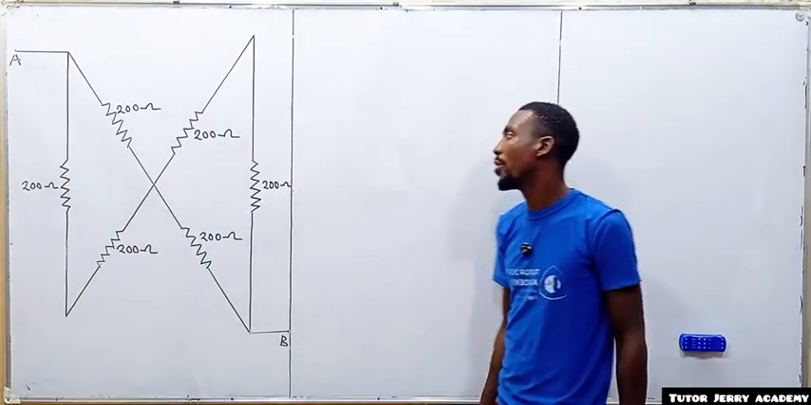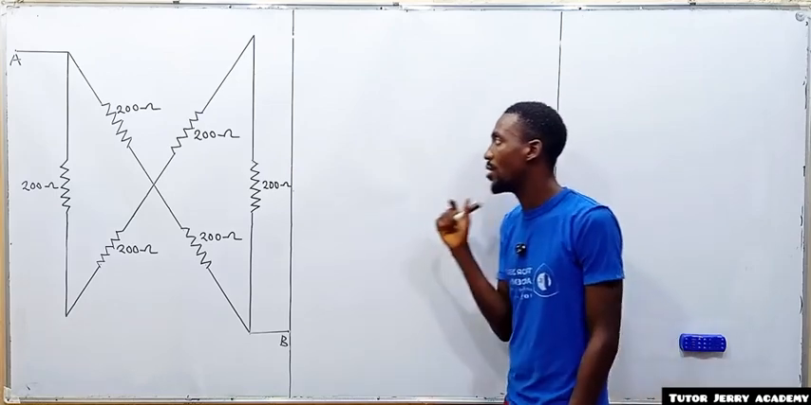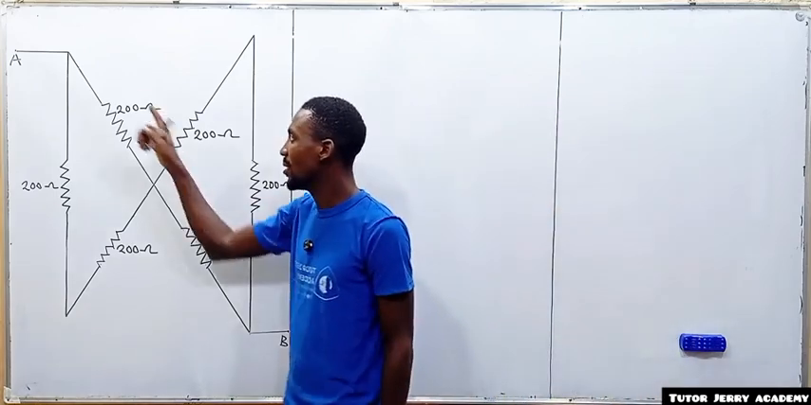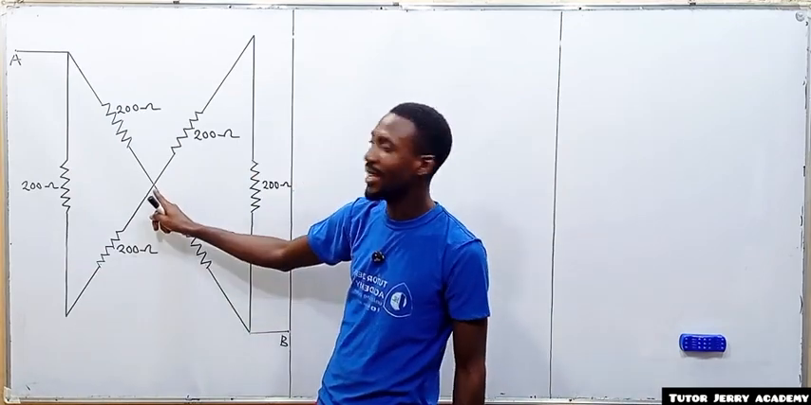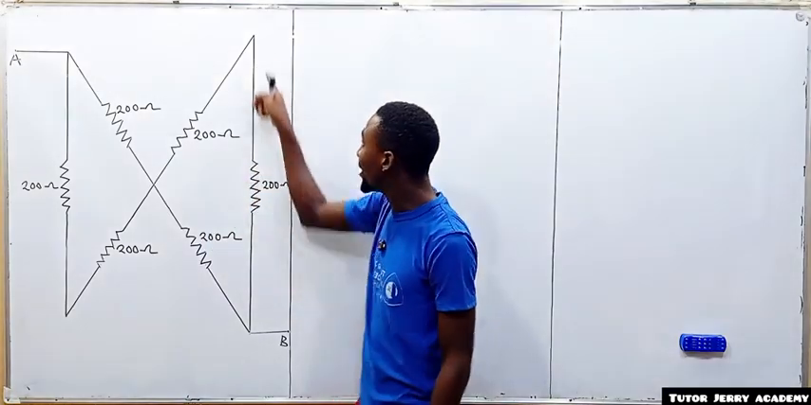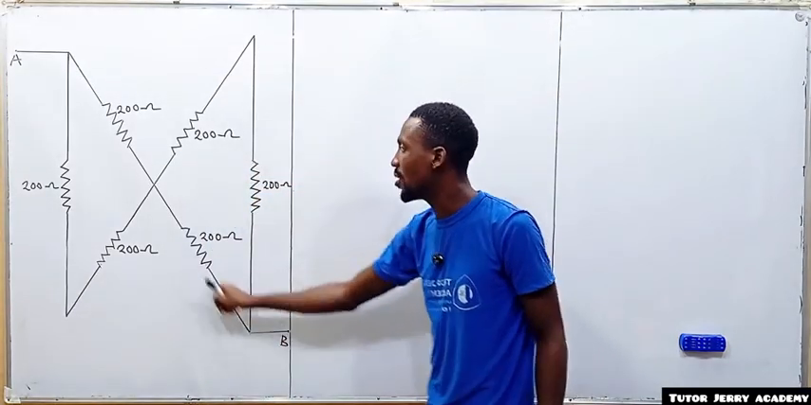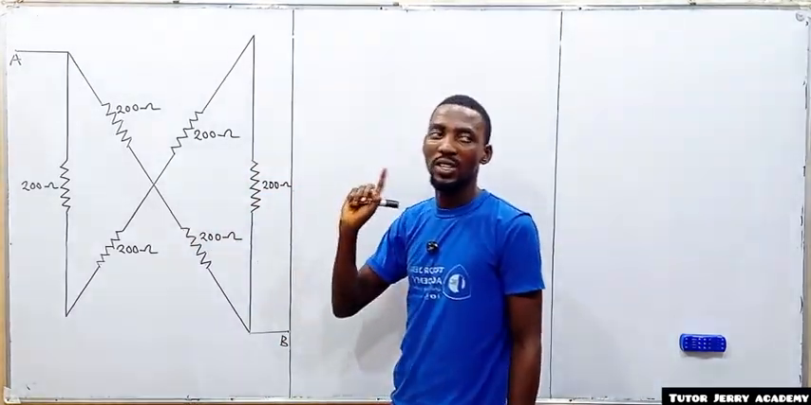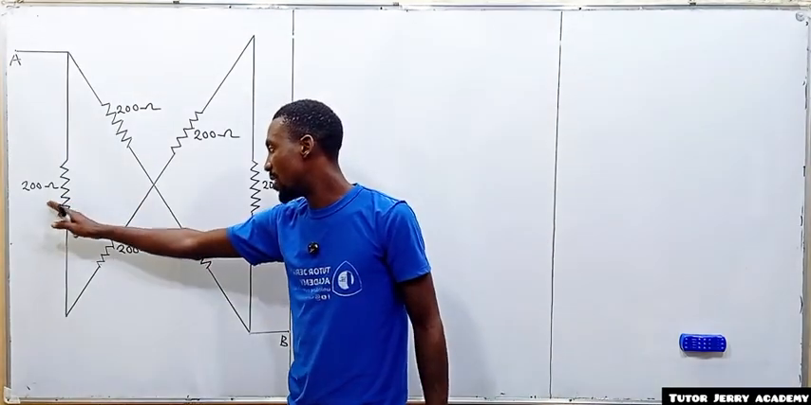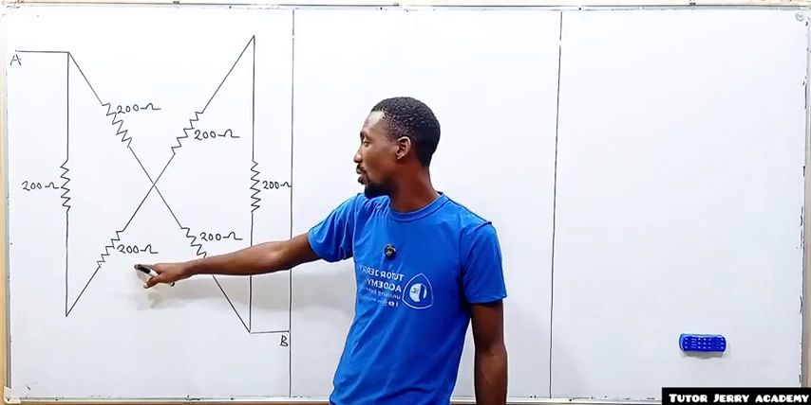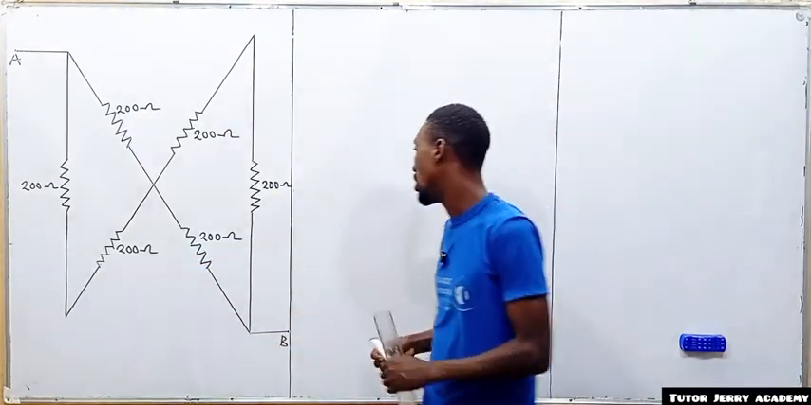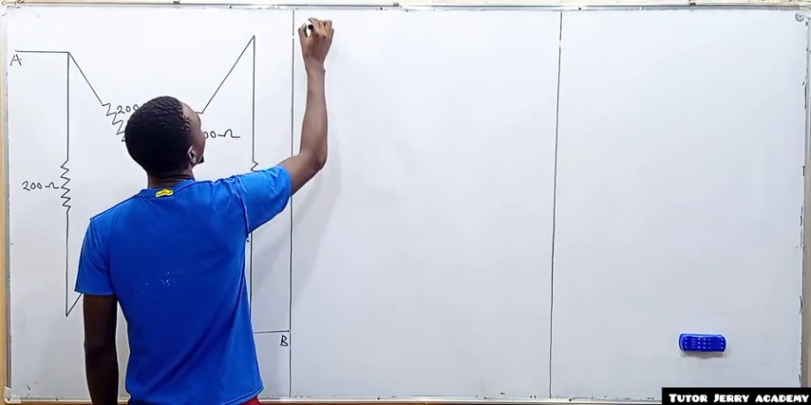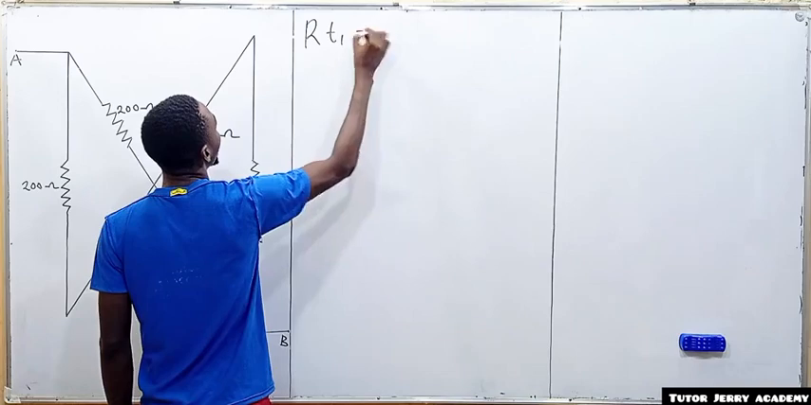If you look at this circuit really well, you are going to observe that any current that enters into this branch will be the same current that enters into this branch. Any current that enters into this branch will be the same current that will enter into this branch. So it therefore means 200 ohms here is in series with the 200 ohms here. 200 ohms here is in series with the 200 ohms here. So let's go with RT1, one after the other.